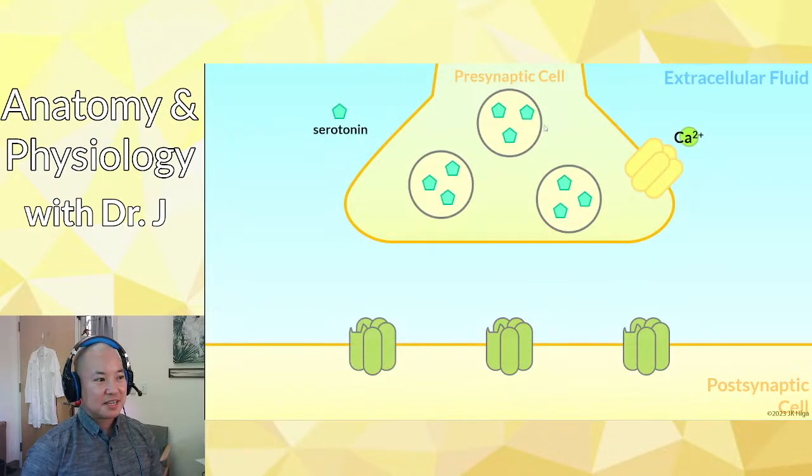Okay, so here is the presynaptic cell, and here we have all these vesicles. We're showing it at rest. All the serotonin is here in the vesicles, so it's not in the synapse yet. But say that the presynaptic cell would release serotonin, you have action potentials.